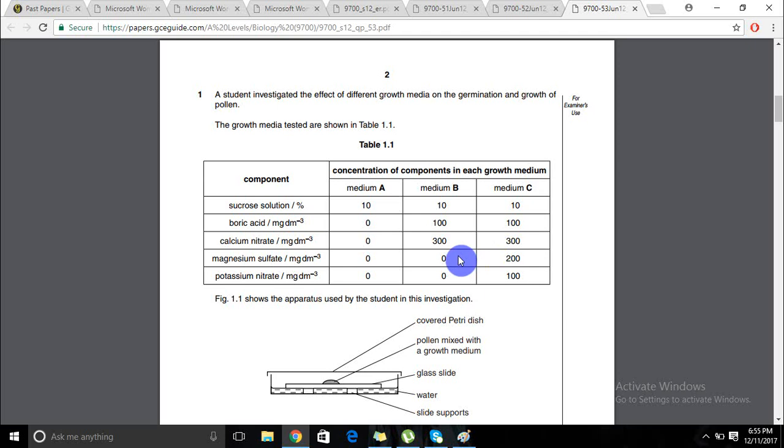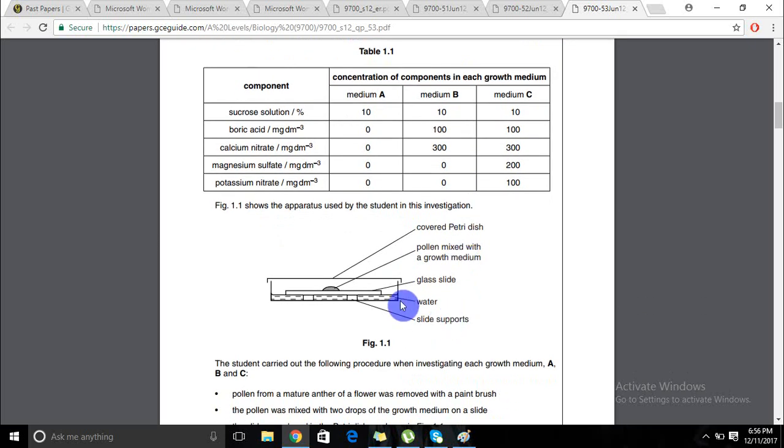And figure 1.1 shows the apparatus used by the student in this investigation. Again, what is the apparatus? We have this petri dish, and we have a glass slide and supports for it, and underneath the slide we have water, and on top of it we have pollen mixed with the growth medium, either A, B or C, and we have covered the petri dish so that nothing in the air gets into the pollen and growth media mixture.